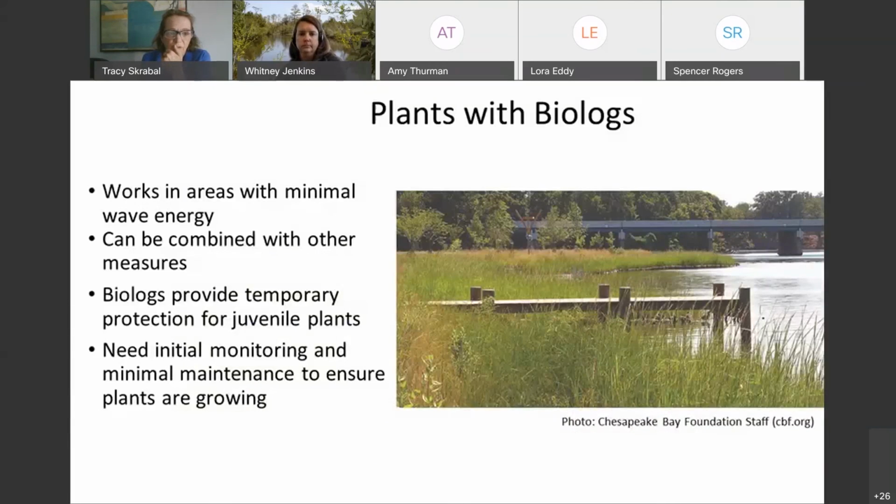So this is another project out of the Chesapeake Bay Foundation. You see a lot of these coir log projects. And again, we're talking about the low energy regime here. You can combine them with other measures, as I mentioned. And again, they talk about 18 months that biolog will be in place before it biodegrades.